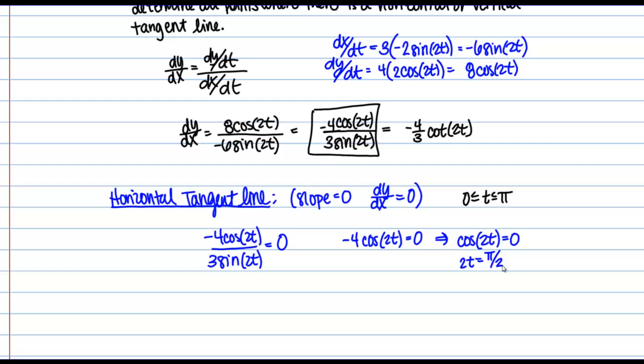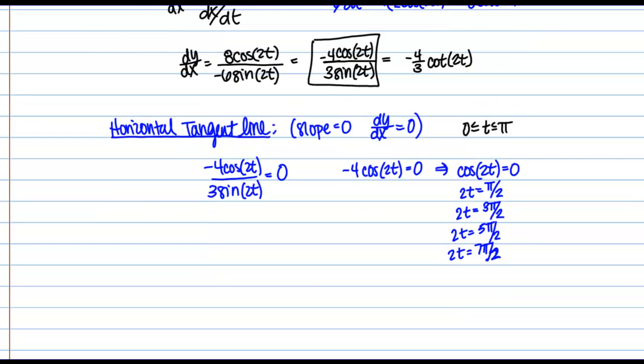Or 3 pi over 2 would also give me a cosine value of 0. And then so on. 5 pi over 2, 7 pi over 2, and so on. So let's solve these little equations for t. So 2t equals pi over 2.